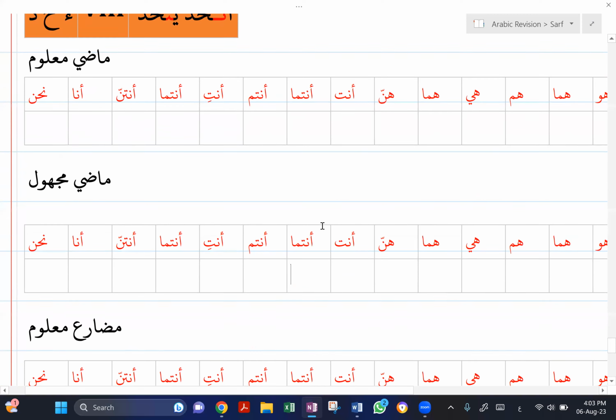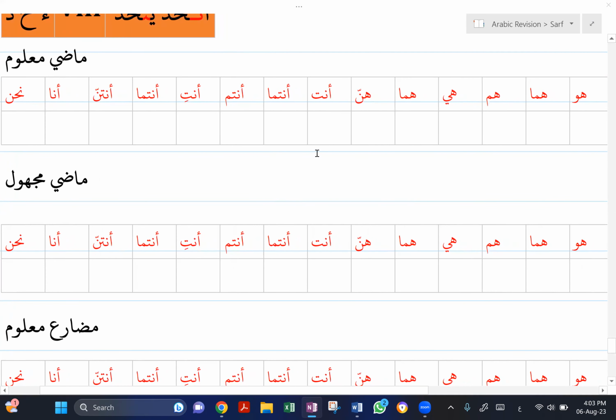Then we go back to Madi Majhul. So it would be this family 8. Uttukhiza. Huwa uttukhiza. Huma uttukhiza. Hum uttukhizu. Hiya uttukhizat. Huma uttukhizata. Hunna uttukhizna. Anta uttukhizta. Antuma uttukhiztuma. Antum uttukhiztum. Anti uttukhizti. Antuma uttukhiztuma. Antunna uttukhiztunna. Exactly.